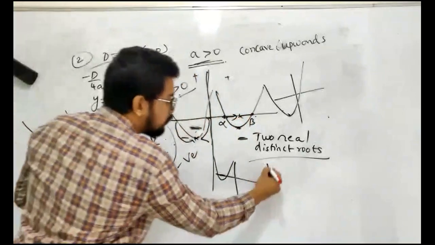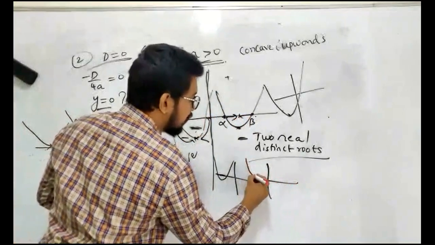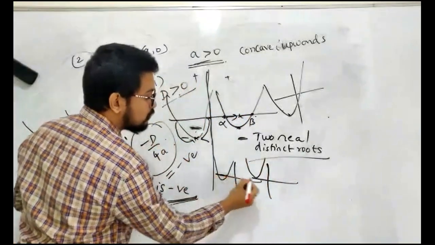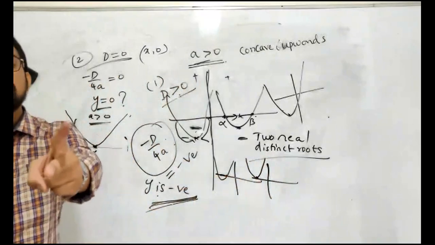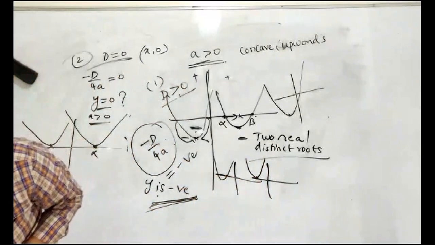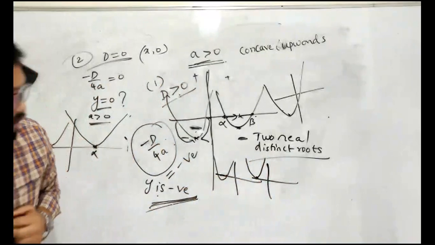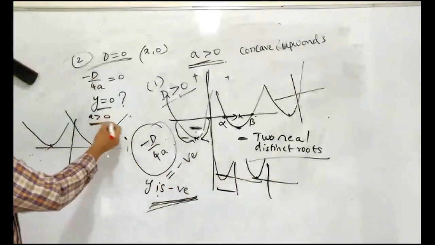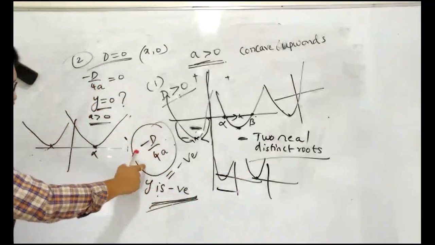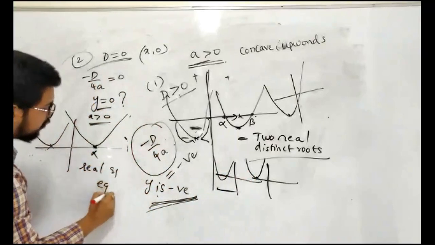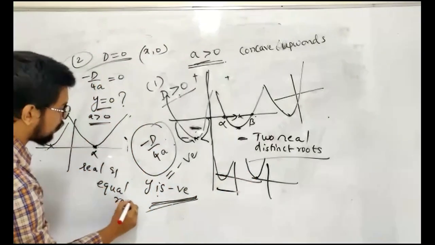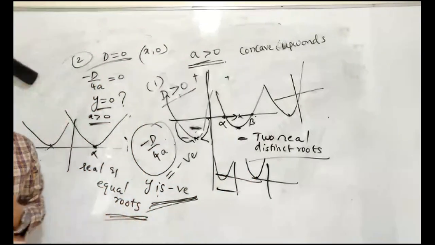In the final stage, what happens? In the next diagram, I'll make it like this. These two roots coincide at the same point. From this, for d equal to 0, you got 2 real and equal roots.